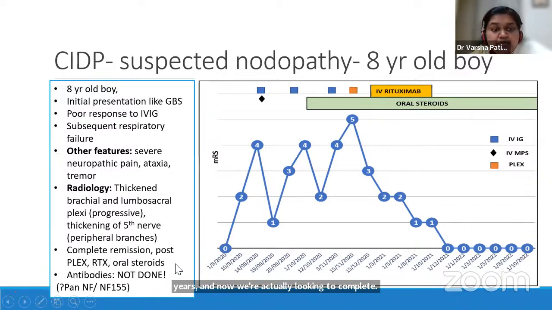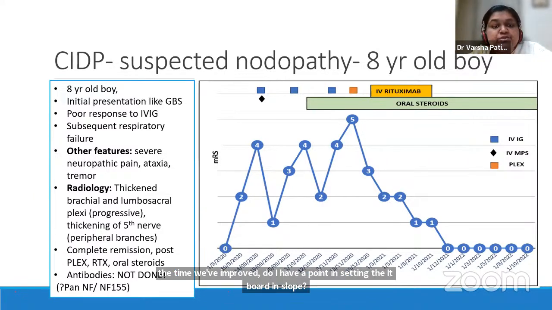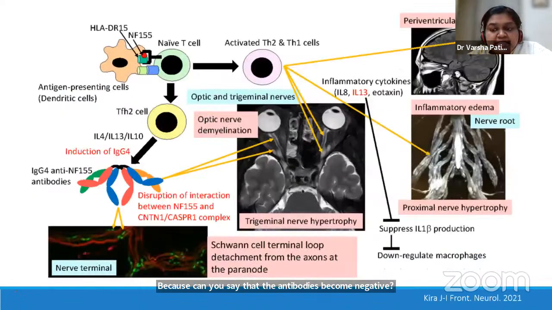So the only thing we couldn't do was test for antibodies. This happened in the middle of the pandemic, so we had no access to send it to even an Oxford lab. By the time he improved, do I have a point in sending the antibodies? No, because studies say that the antibodies become negative once the patient goes into remission. So then this specific group of neuropathy, the neurofascin 155 associated CIDPs.